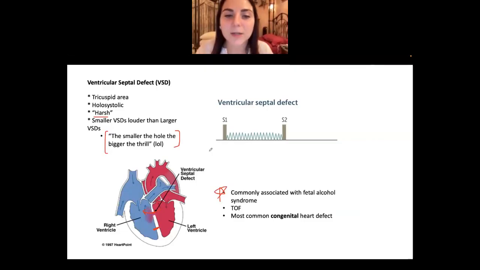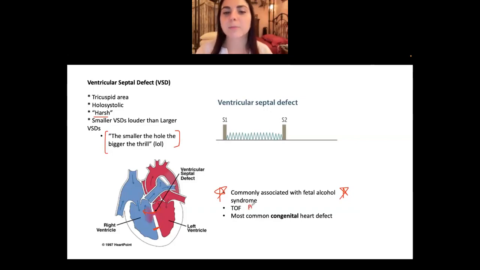I had this on my boards. They basically described a VSD. I remember this one so clearly because I had just read this before I took boards. They went through the whole motions, and then they asked what was a risk factor in the mom, or what did the mom do to predispose herself to the murmur that was heard, and it was fetal alcohol syndrome. So the mom drank while she was pregnant.